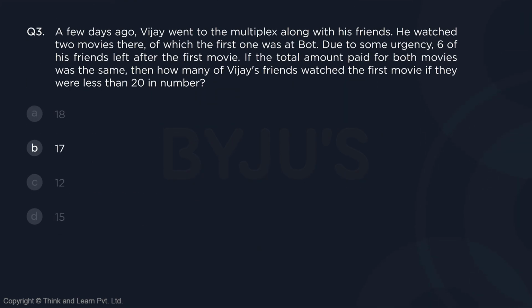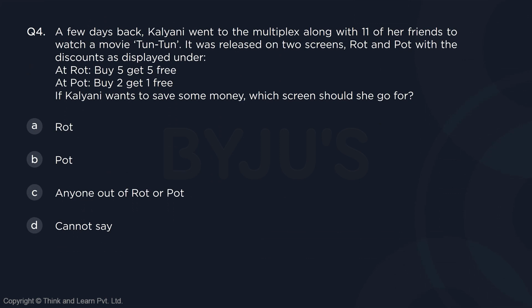Alright, question 3 done. Question 4. A few days back, Kalyani went to the multiplex along with 11 of her friends. So again, look at it here. Kalyani along with 11 of friends. So total number of people are 12, okay? They watched the movie Tuntun. It was released on 2 screens, Rot and Pot.